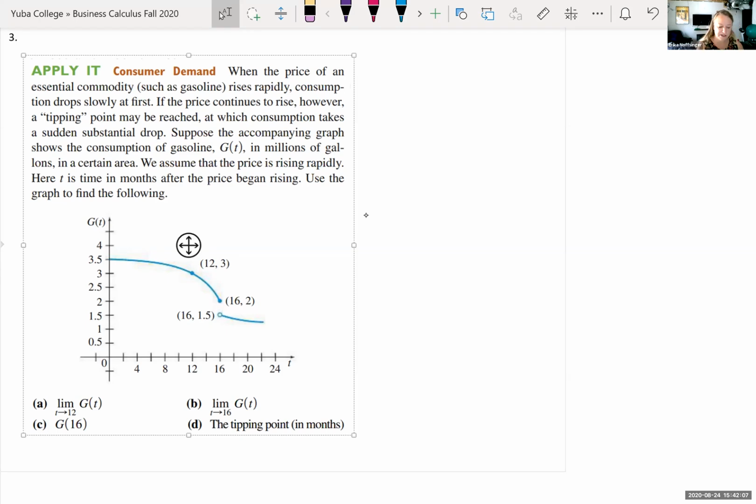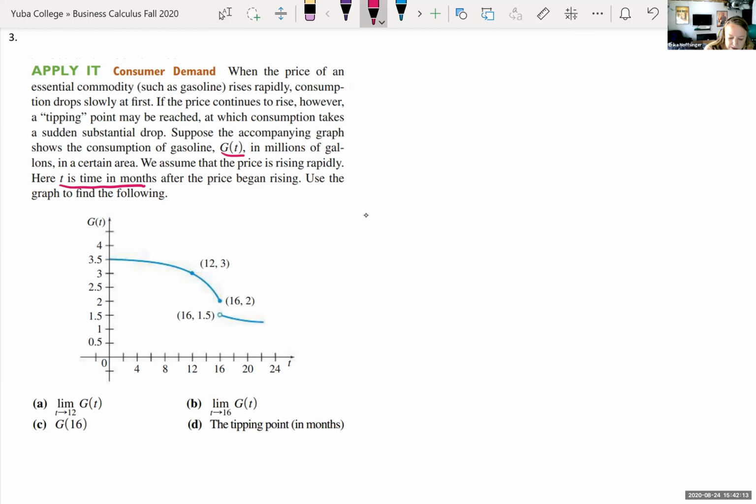Here, T is representing our months. And again, G of T, that's representing the gallons. And where did it say millions? Yeah, millions. Okay. T is in months after the price began to rise. Use the graph to find the following.